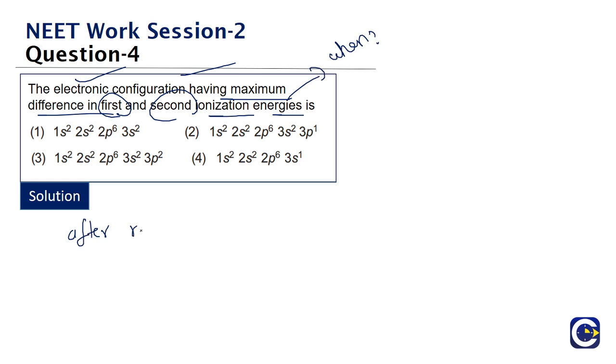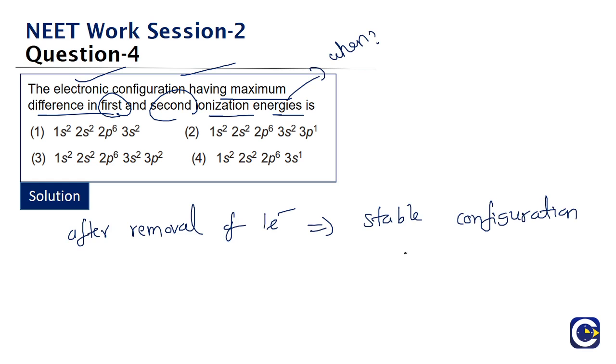After removal of one electron, if we are attaining a stable configuration, like the inert gas configuration, then the removal of the second electron is going to require a lot of energy. So that is when we will have a maximum difference between the first and second ionization energy values.